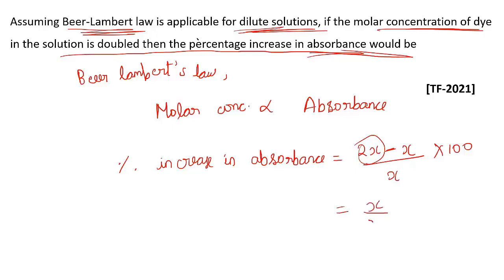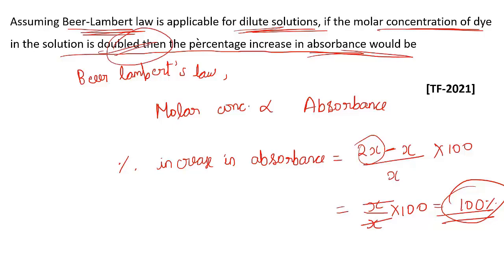So it is x upon x into 100%. Since it is directly proportional, if it is doubled, then it would also be doubled. And if we have to write it as percentage increase, it is a 100% increase in the value of the absorbance. So the absorbance increases by 100% if the molar concentration of the dye in the solution is doubled. I think it is clear to you. So these are all the 1-mark questions that we have discussed so far.